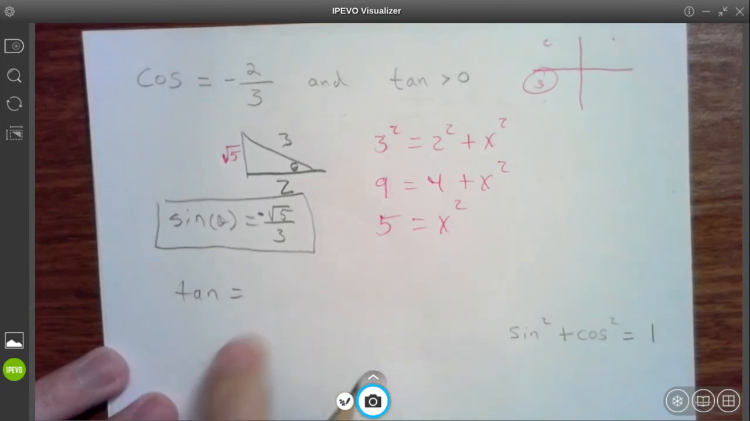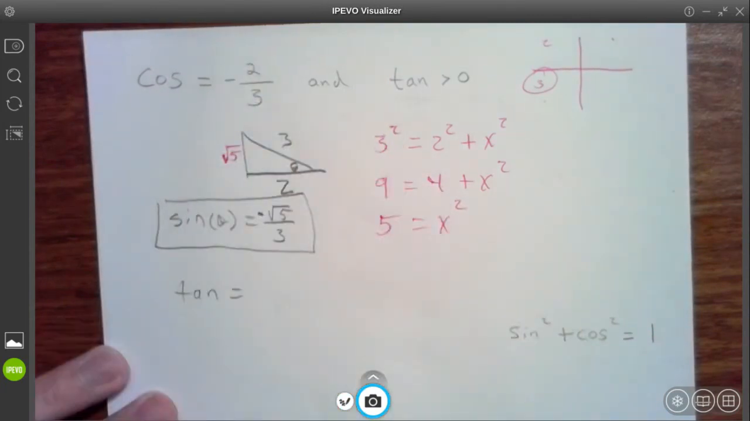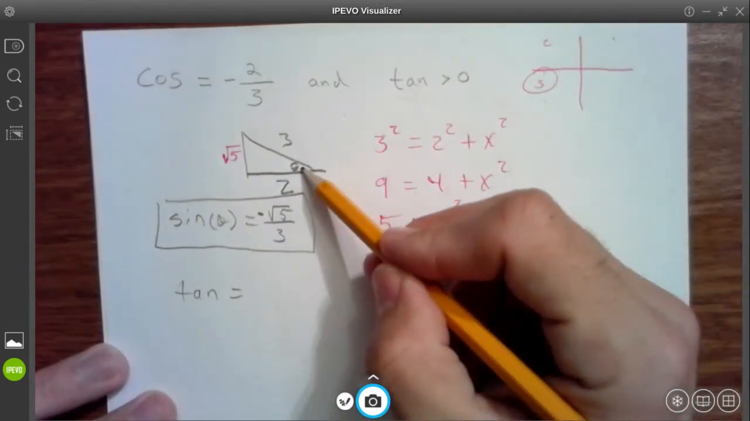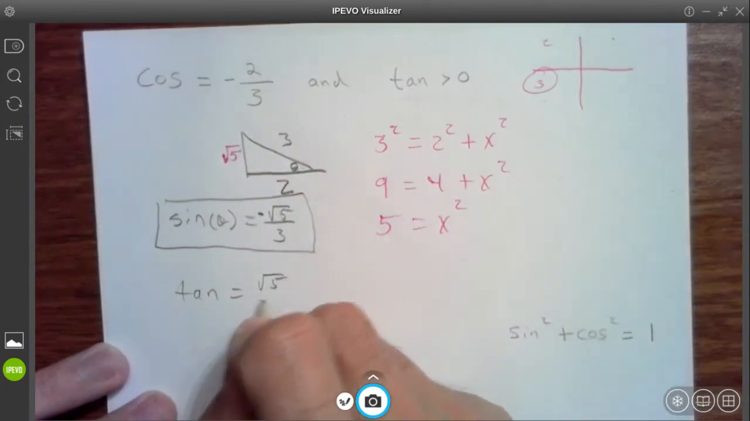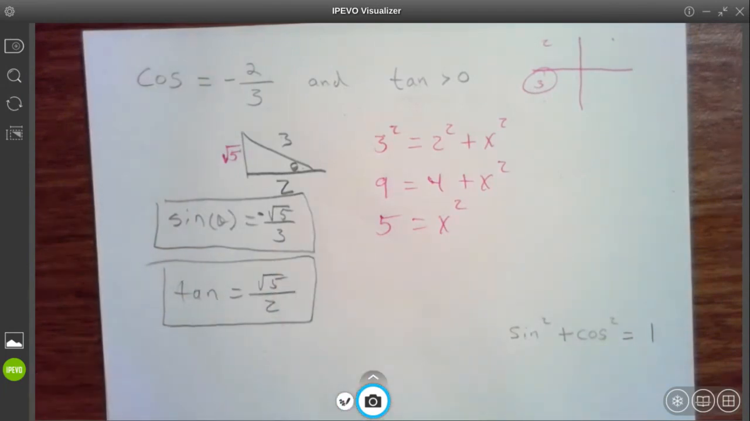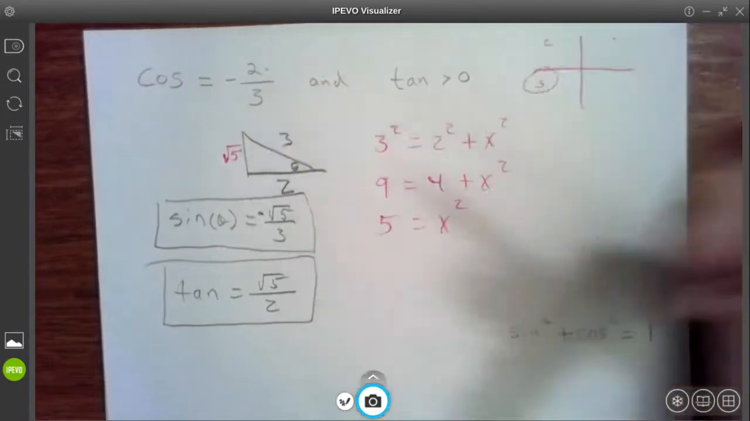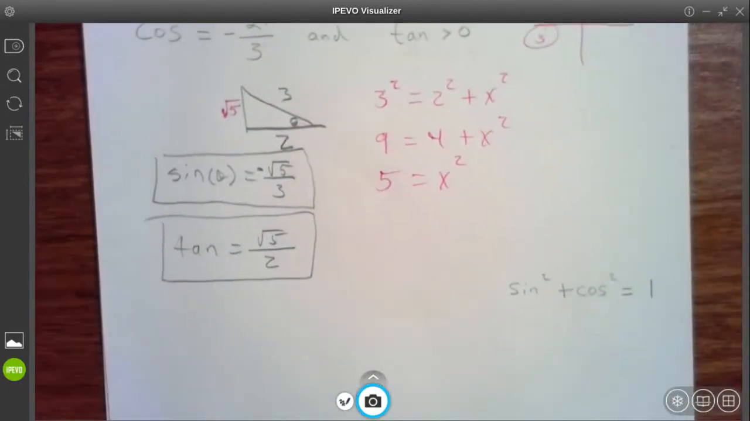Wasn't planning on that, but tangent is sine over cosine. Oh gosh, what am I thinking? Tangent, I already got my triangle. Tangent is equal to root 5 over 2. Golly, opposite over adjacent. That just makes it so much easier, doesn't it? But I could also stack this complex fraction on top of that fraction. That would also give me the same answer. All right, let's solve it using the identity.